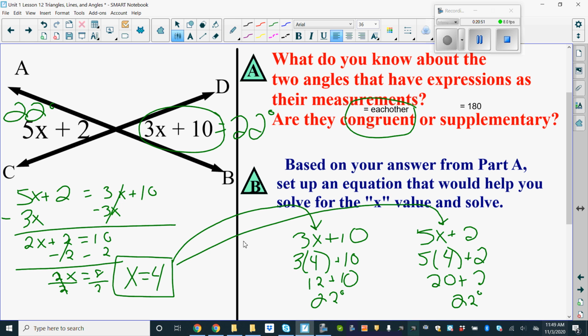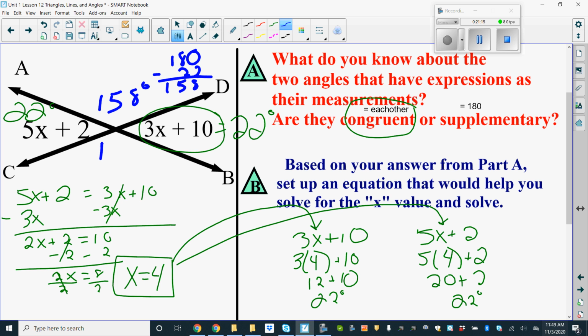Okay? And then if you had to solve for this angle here, you know that this angle plus this angle is 180 degrees. So you would just do, as usual, 180 minus 22. And to get the other angle, you would get 158. So if this is 158, you know this is 158 because they are vertical as well, and they are equal to each other.